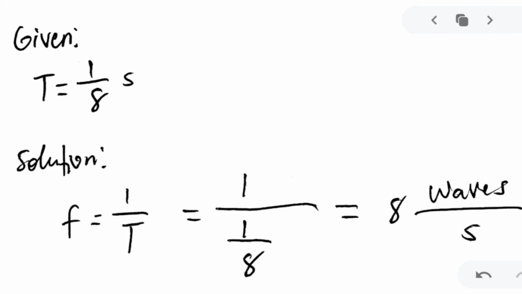So to find the frequency, that is equal to 1 unit of time over the period. And then that is here the unit of time over 1/8, and then perform the operation. Then that will be 8 waves per second or 8 cycles per second. Those units are the same, but here I am using waves per second. So this is your answer.